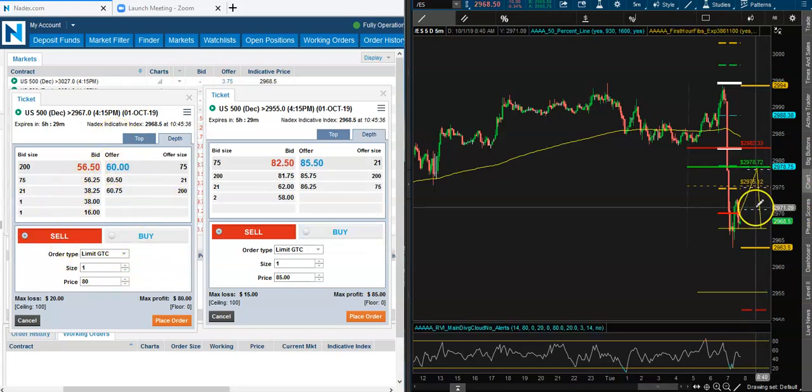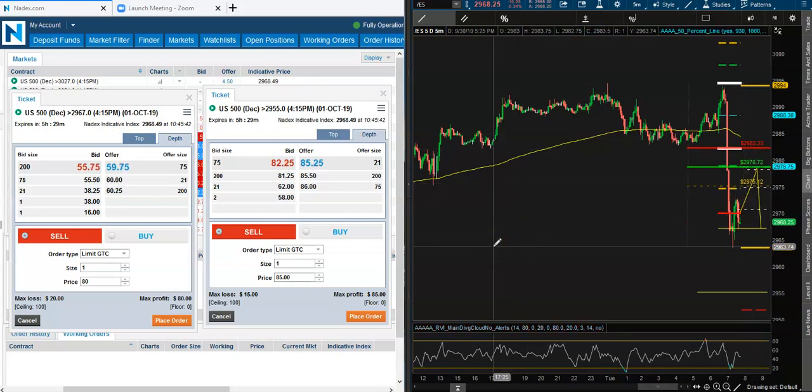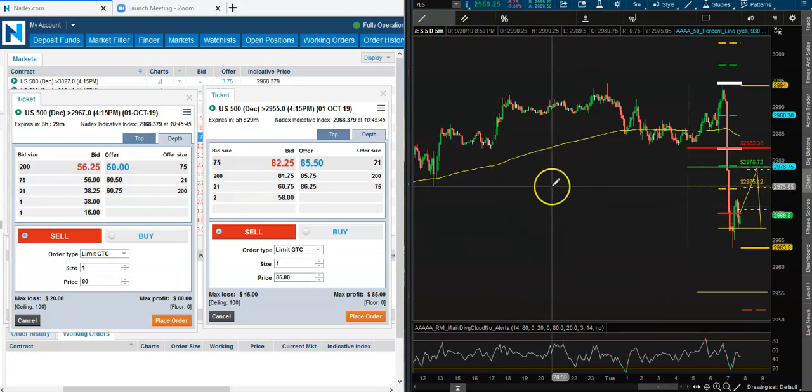Okay? Or I could just scale out. I could take profits on one. Think of it this way. It's just like trading stocks where we're dollar cost averaging. Do you understand what dollar cost averaging is?